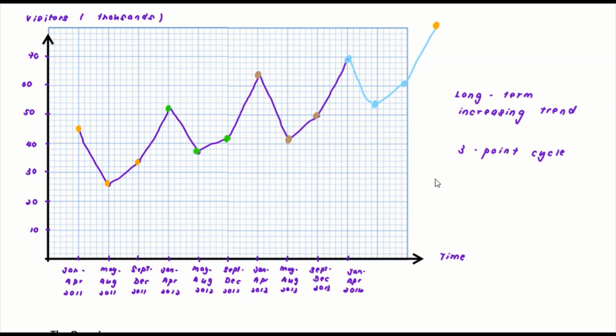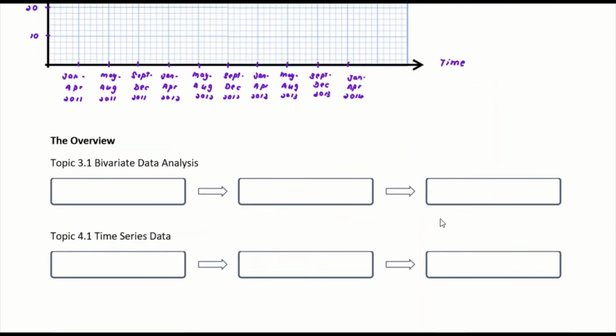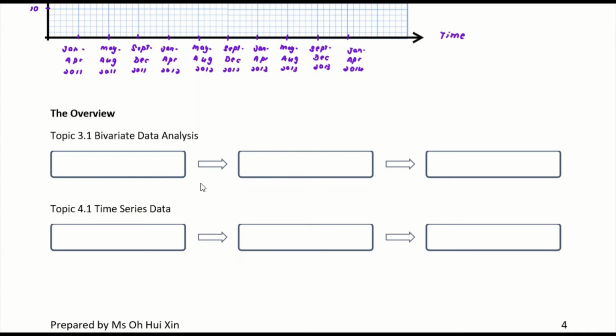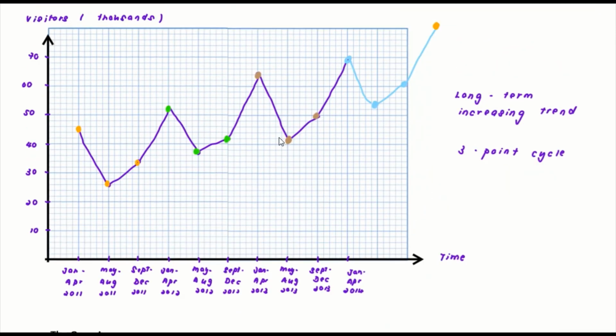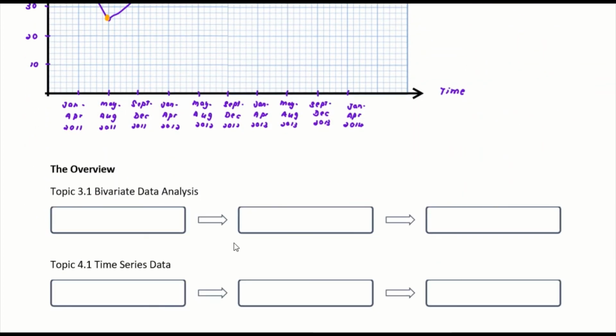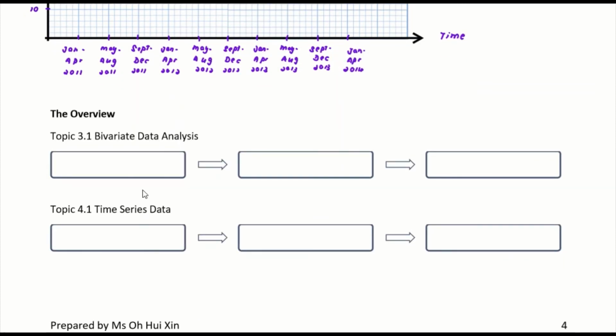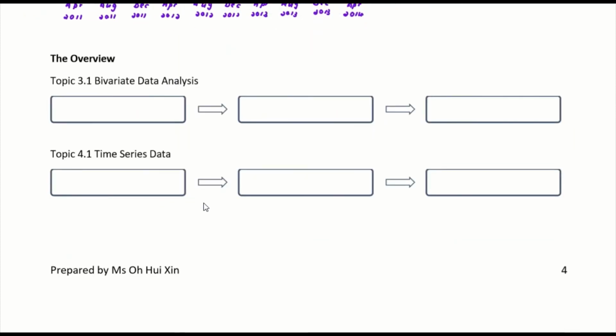So before we end this lesson, I'm going to talk a bit of an overview of how bivariate data analysis and time series data are connecting to each other. Then I'm going to use this example to explain to you why we need further steps or a further approach when we deal with time series data as well. Alright, so I hope that you can take some time to understand what I try to say here.